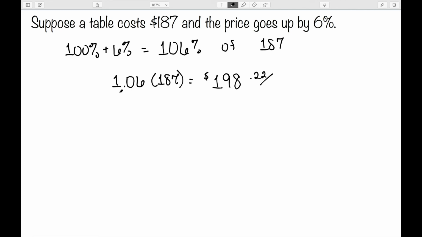So by multiplying by 1.06, we reduce our steps. We're going to calculate the 6% and add on the 100% for the original cost, instead of before when we calculated 6% and then added in the 187. And this can also be useful if we know our percent increase and the final amount, but not our initial amount.